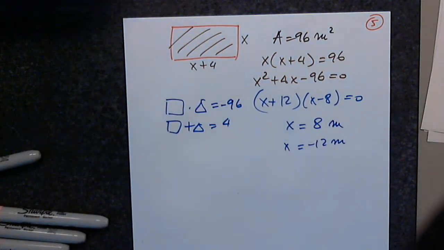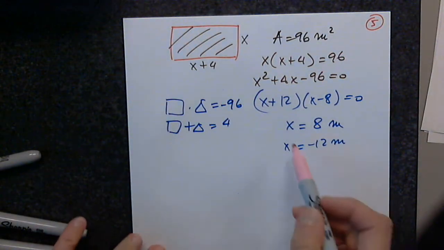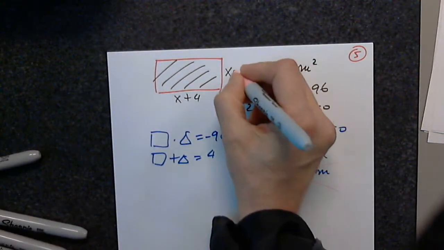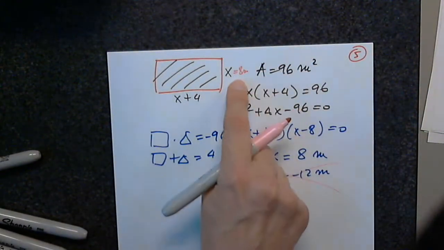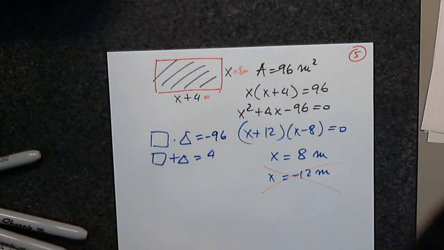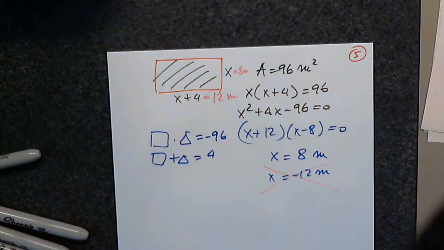Algebraically, from solving the equation, these two solutions are legitimate. However, in the context of the problem, one of them is not. Which one is not legitimate? Negative 12. So we can say that the length of the width is 8, and what will be the measure of the length? 12 meters. Very good. Any questions about this?